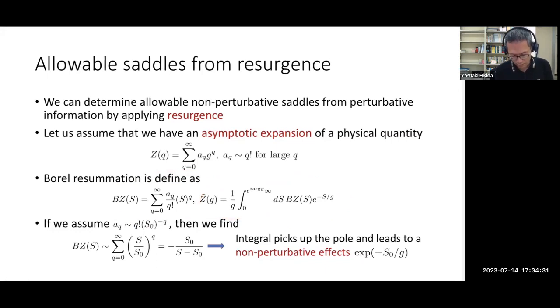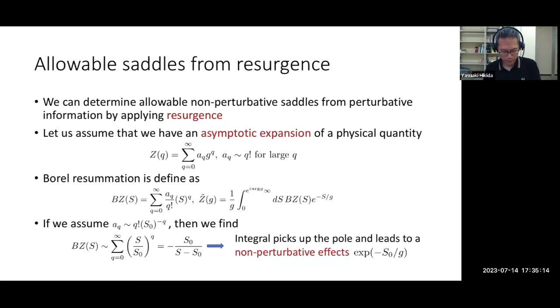And if we do a Laplace transform of this, then we can go back to this one. So this Borel summation gives an integral form of this asymptotic expansion. If we assume this kind of form for large Q, then this sum becomes something like this, and this can be written by this. If we plug this in here, then we can pick up some pole, and this term becomes something like this. So in this way, an asymptotic series is related to instanton contributions, and we can relate the perturbative expansion and non-perturbative effects.